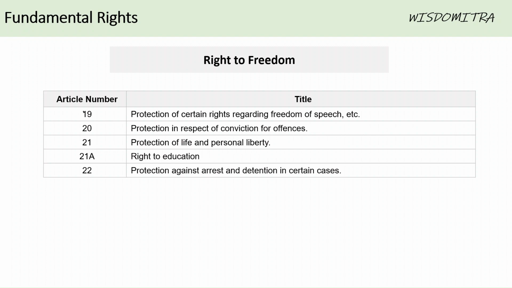Let us go next. Right to freedom has been covered under 19, 20, 21, and 22. And 21A, that is right to education, is an important recent addition on account of a constitutional amendment. As far as I remember, it's amendment number 86, if I'm not wrong. In this also, the 19th is the most important article whose title you are supposed to remember: protection of certain rights regarding freedom of speech, etc.